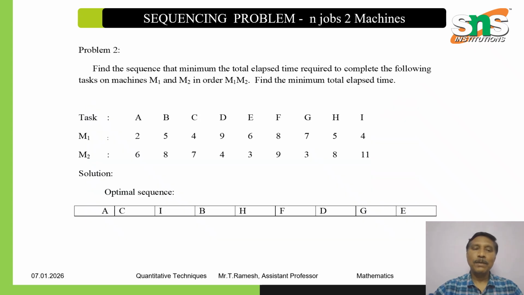Okay, we consider the next problem. Here we find the minimum total elapsed time required to complete the following jobs on M1, M2 in order M1, M2. Find the total minimum elapsed time. The tasks are A, B, C, D, E, F, G, H, I, and the times are 2, 5, and so on. So what is the optimum sequence? By the previous method, we calculate the optimum sequence: A, C, I, B, H, F, D, G, E.